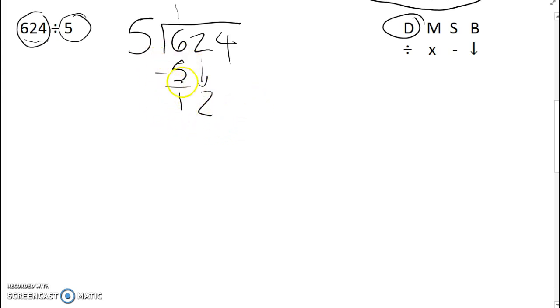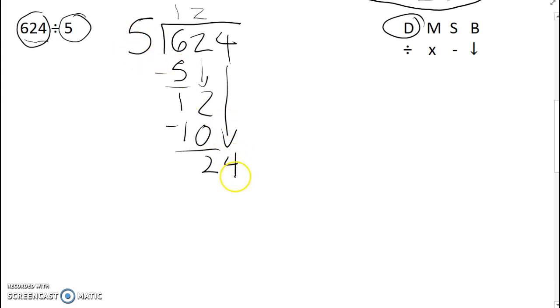And now this 12 that you're looking at here actually represents 120. It's got a 100, it's got a 20, it's got nothing in the ones column. This is 120. How many 5's are in 12? Well, the number of 5's in 12 is 2. 2 times 5 is 10. I subtract. I get a 2, and I bring down my 4.